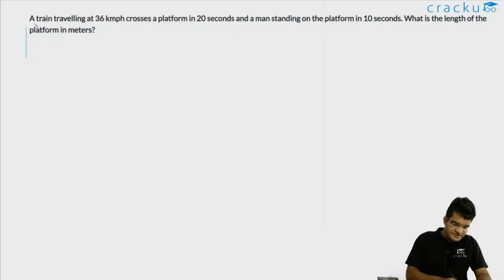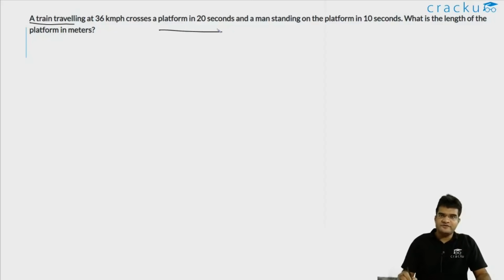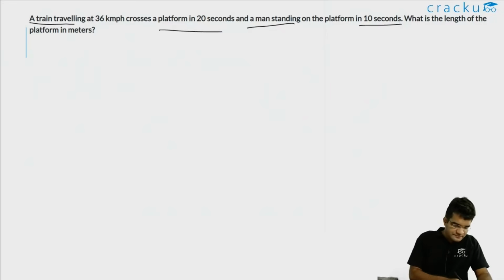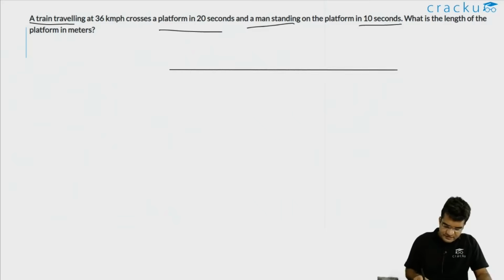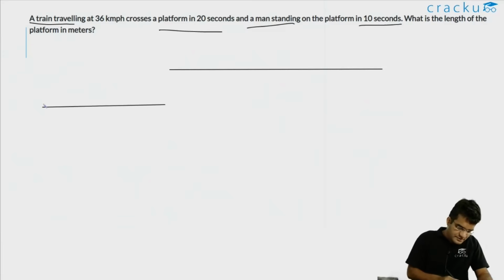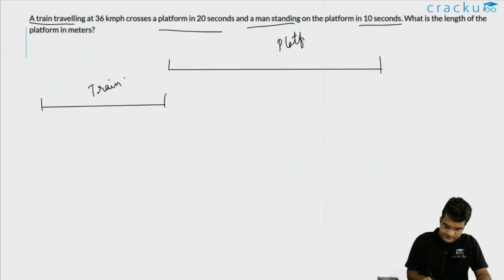In this question, it is mentioned that a train which is traveling at 36 km per hour crosses a platform in 20 seconds and it crosses a man standing on the platform in 10 seconds. So let us assume that this is the platform and say this is the train. Now this is the train and this is the platform. And let us assume that this is the person who is standing on the platform.